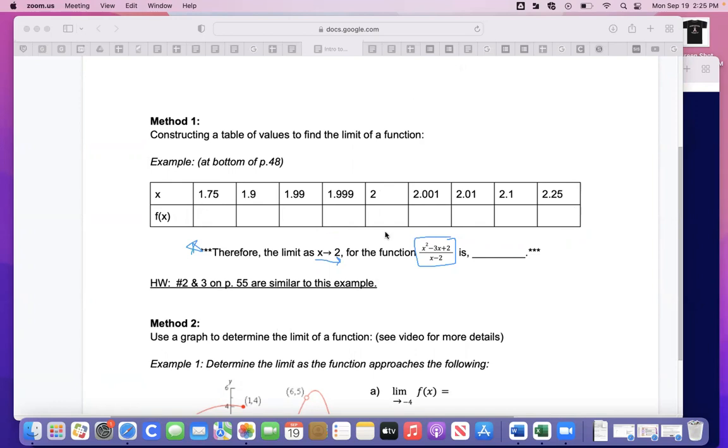Okay, so for 1.75, you're going to be putting in 1.75 squared minus 3 times 1.75 plus 2. So if you do that in your calculator at the top of the fraction, that's what I would do first. You're going to get a negative 0.1875. So you want to do everything at the top first, and then find everything at the bottom. Then 1.75 minus 2 gives you negative 0.25. So then if I divide those two out, I end up with 0.75.